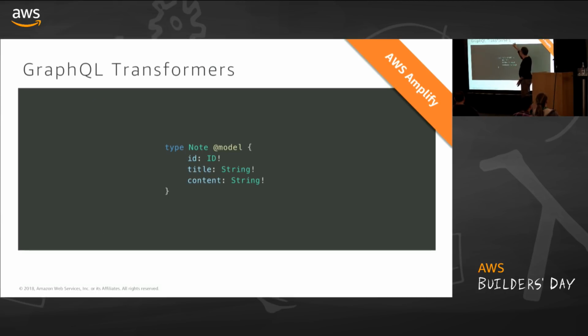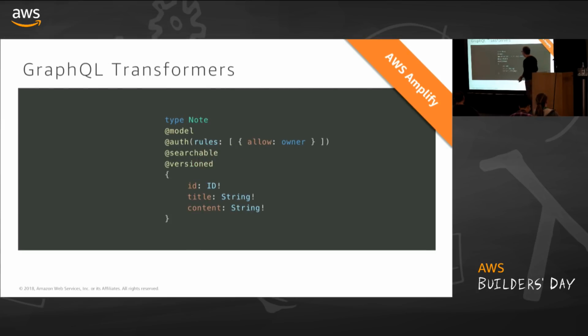So we introduced the concept of GraphQL transformers with Amplify, where you can just add an annotation saying that the note object here, the note type, is a model, and we will automatically generate all the queries and the mutations for you, and you don't need to write anything. It's also more sophisticated than that. You can add the @auth annotation to say that the access to the note must be authenticated, and in this case, allow owner means that only the owner of a note can read and write the note, and we will configure the security for you.